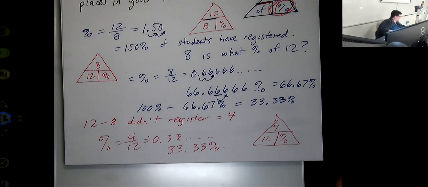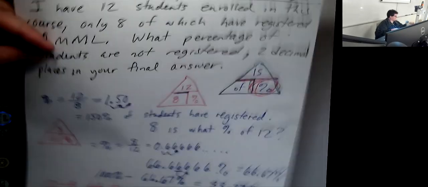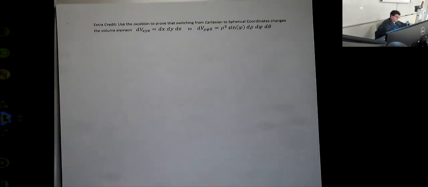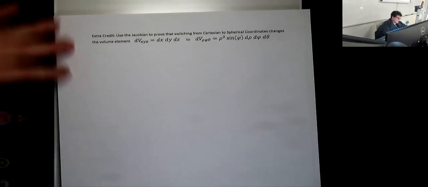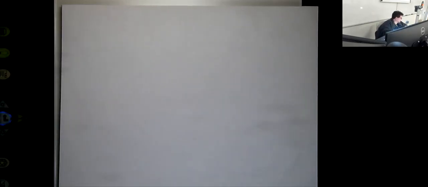All right, you guys ready for more? There you go. Use the Jacobian to prove that switching from Cartesian to spherical coordinates. Let's see. That was calculus, yeah, that's calculus right there.